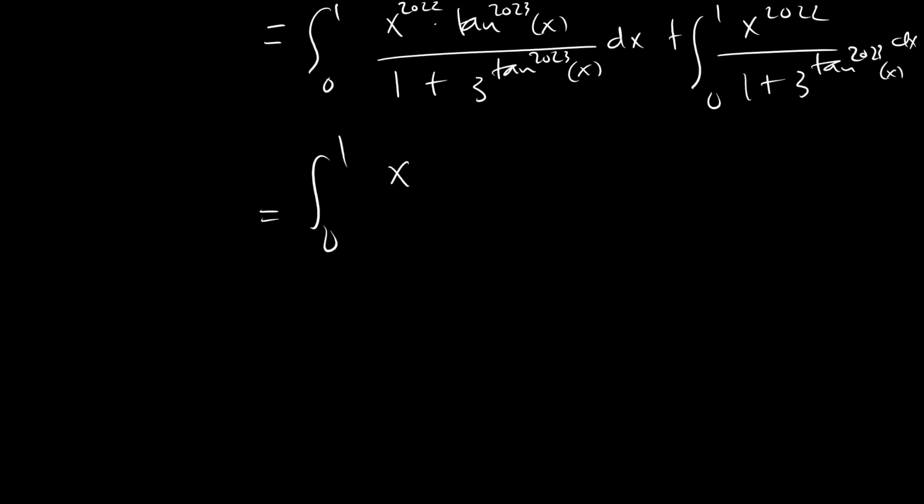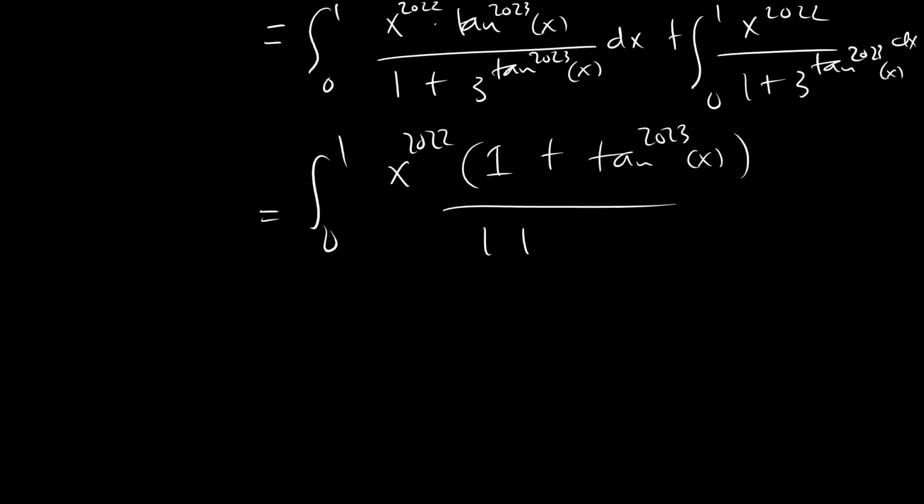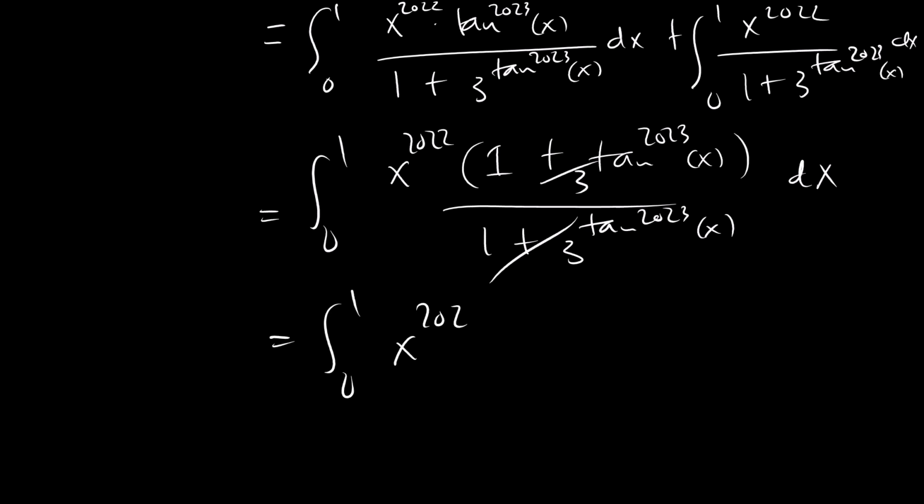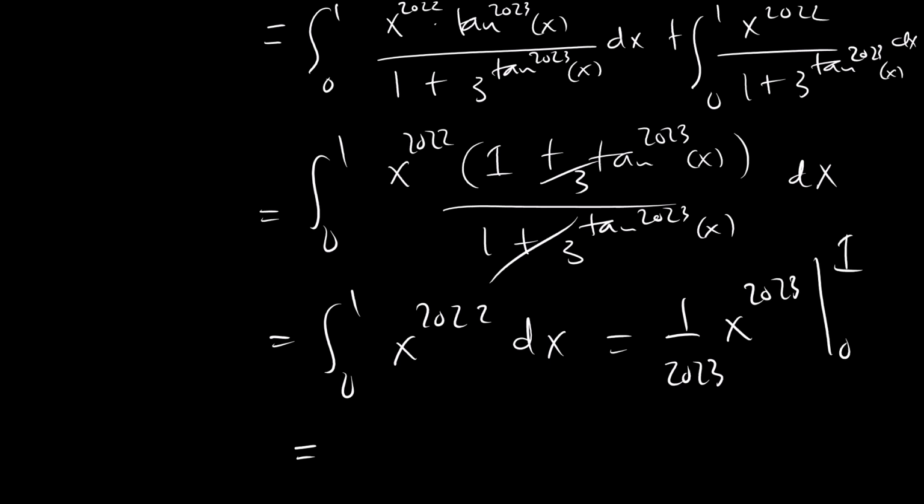So we have x to the power 2022, and then we factorize, we have 1 plus 3 to the power tangent 2023 of x over 1 plus, okay, 3 is there, sorry, 3 to the power tangent 2023 of x. And this would cancel, so we have the integral from 0 to 1, and now we're just integrating that, which is the same as 1 over 2023 x to the power 2023 from 0 to 1, and our answer is 1 over 2023.